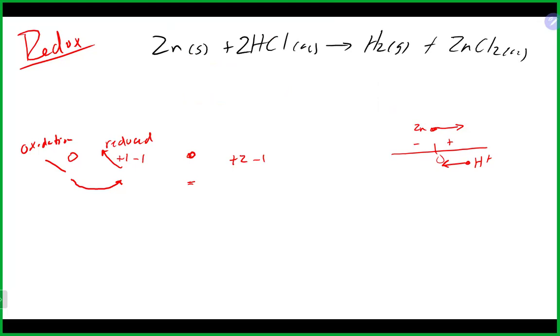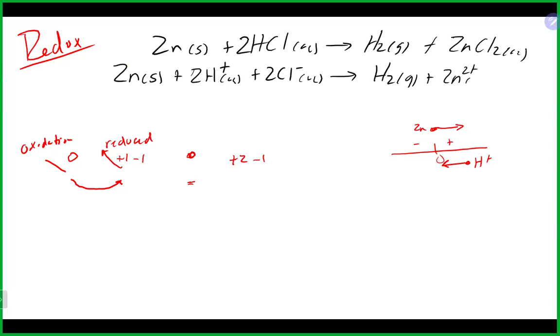So we can break this up into a total ionic equation. Since zinc is a solid, obviously we keep it together. Hydrochloric acid is a strong acid, which means it's a strong electrolyte. It will break apart into 2 H+ and 2 chlorides. H2 is a gas, which means it will stay together. And the zinc chloride will break apart into zinc with a +2 charge and 2 chlorides in this case. This is our total ionic equation.